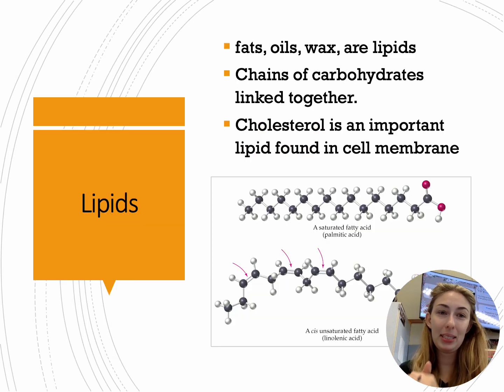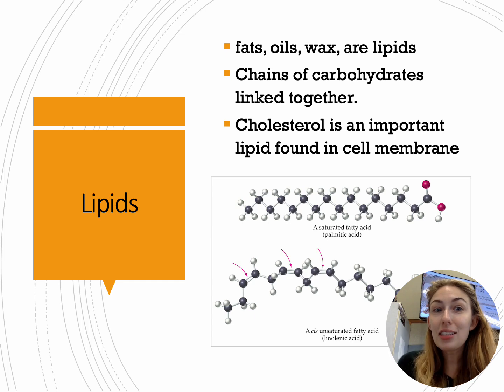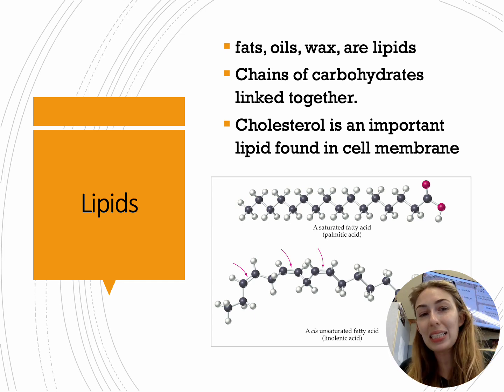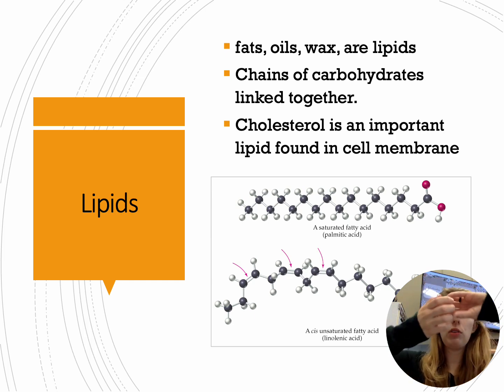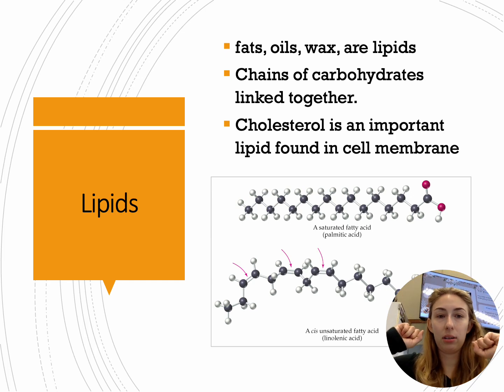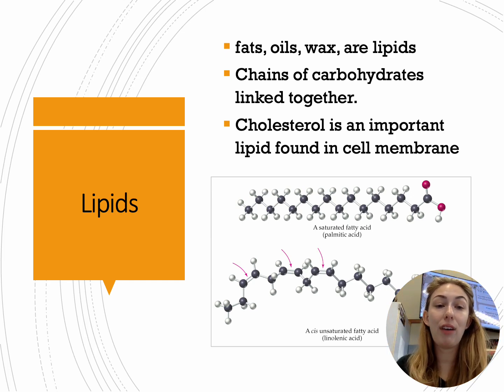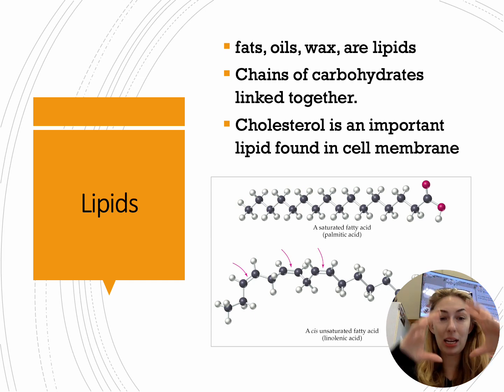Next, we have lipids. Lipids are fats. So fats, oils, and waxes. They're going to be chains of carbohydrates linked together. For example, cholesterol is a really important lipid that's found inside our cell membrane, right? The outside of that cell.